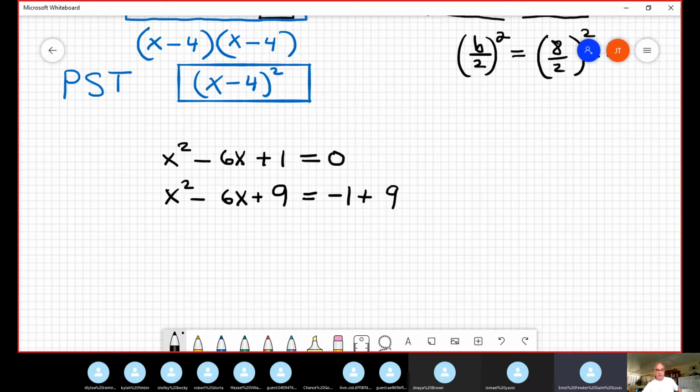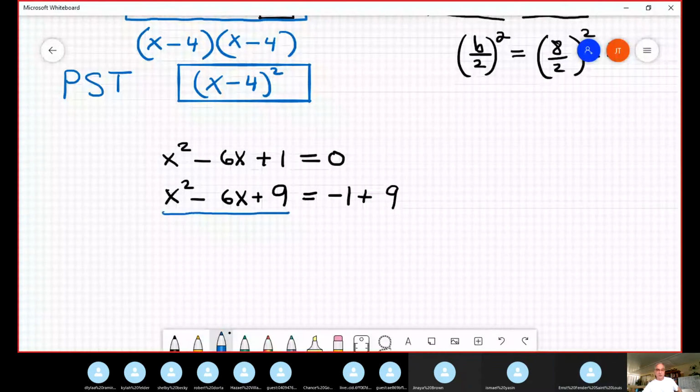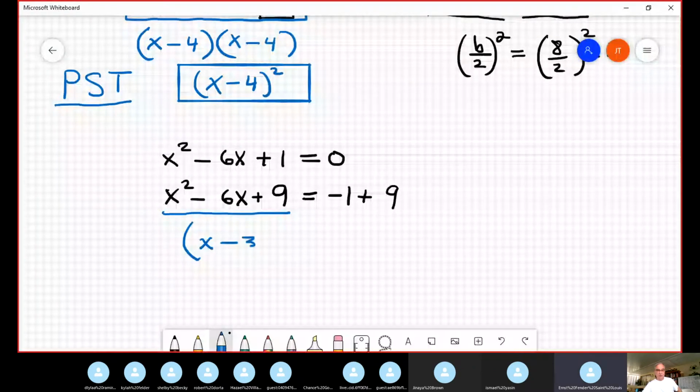You take 6, 6 divided by 2, and square it. Okay. Then you know this is a perfect square trinomial now, no? Under factorization, you open only one parenthesis, right? It's x minus 3. On the right hand side, we have 8. Now apply the square root to both sides, the classical square root method.